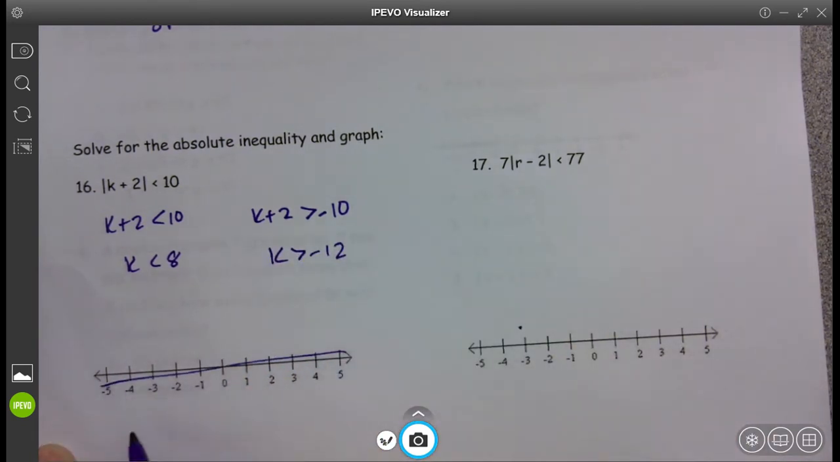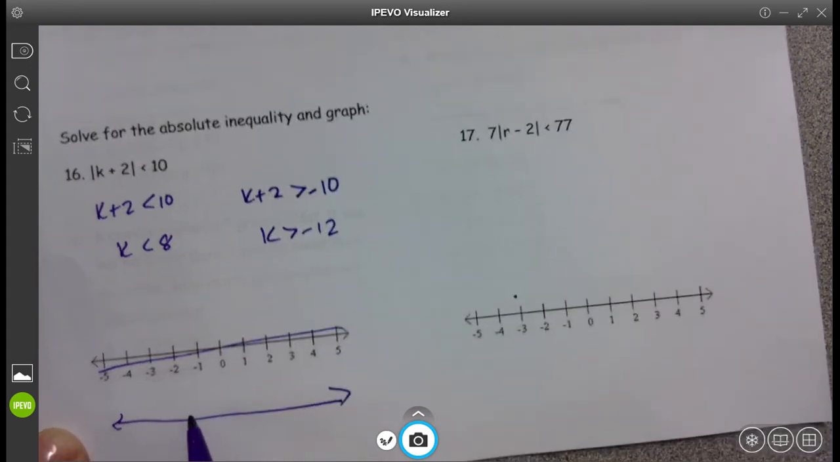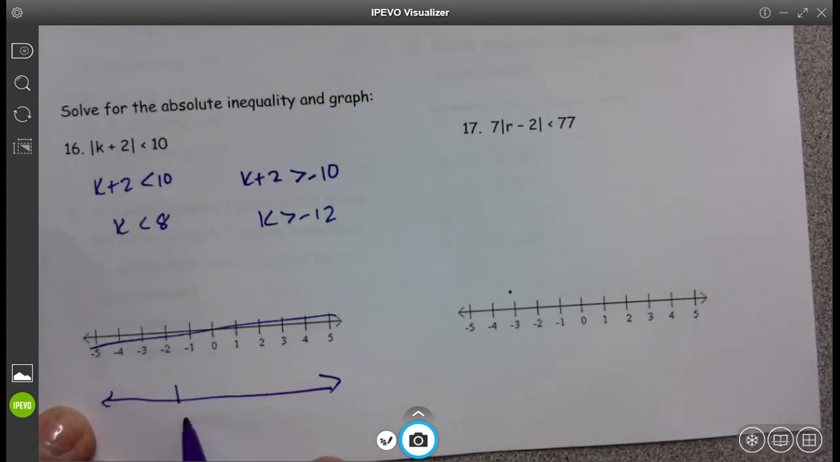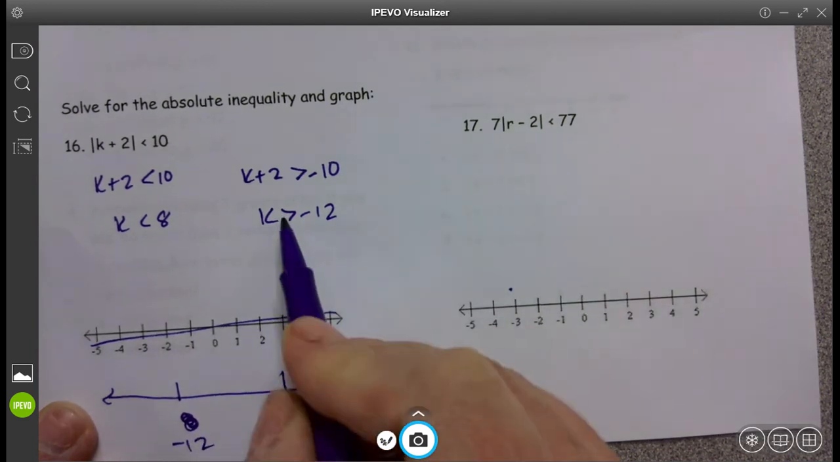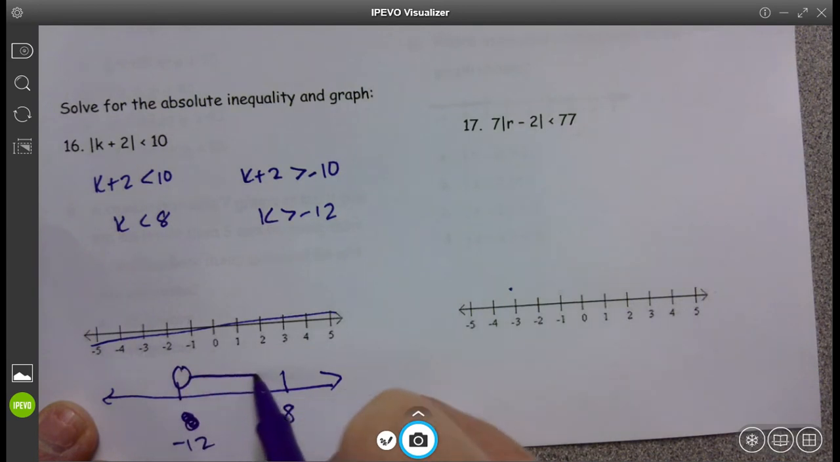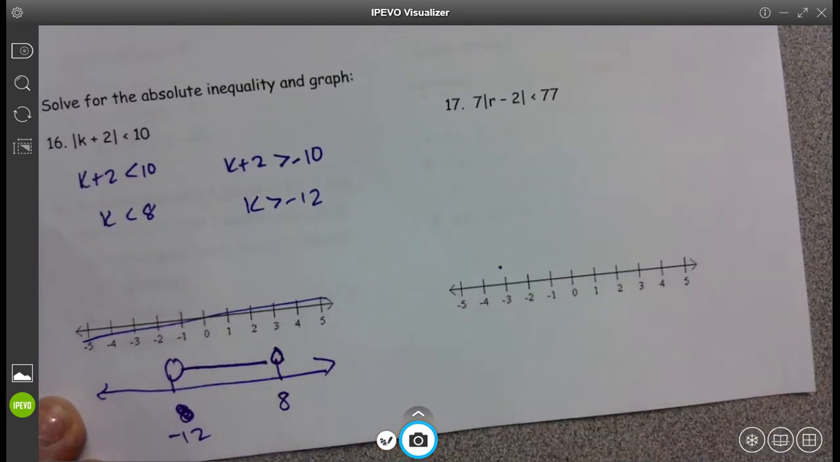Okay, if you're like, I don't like this, that's fine. You can just make a new one and say, I am less than 8, but I am greater than negative 12. So I am greater than negative 12, but hold up, I'm less than 8.